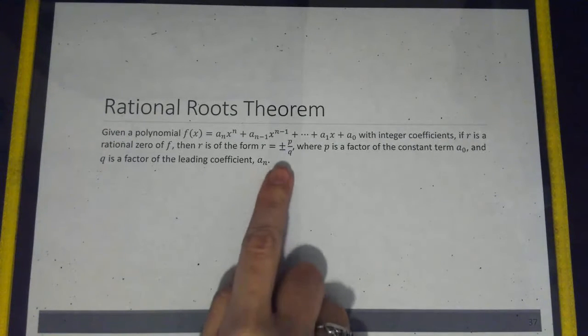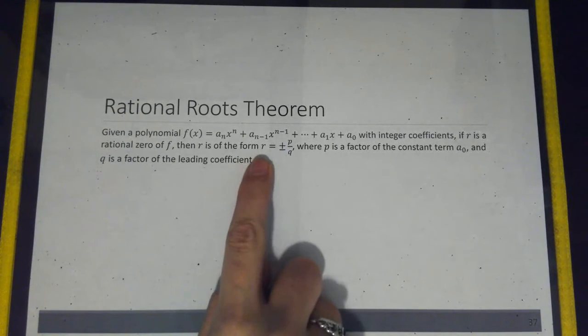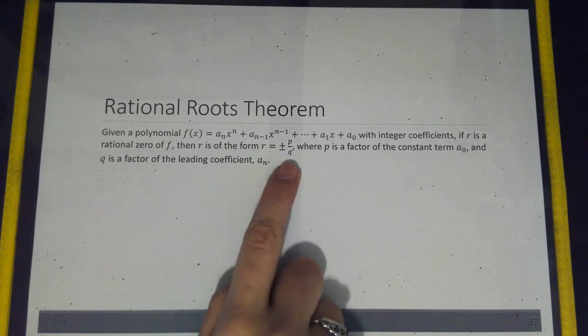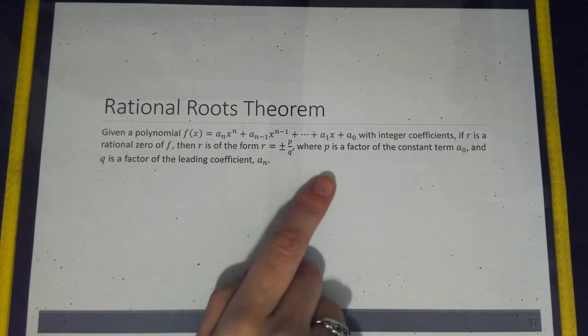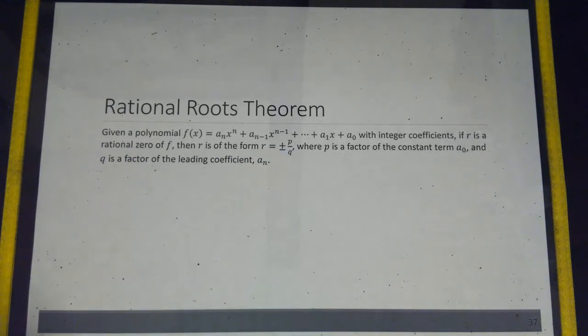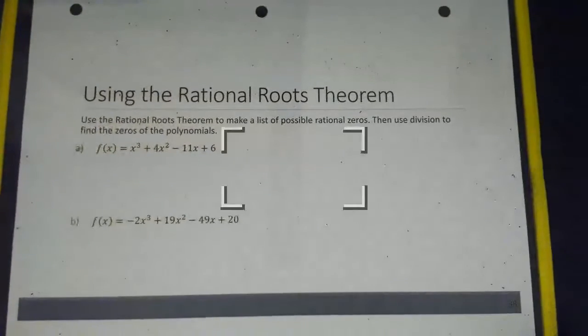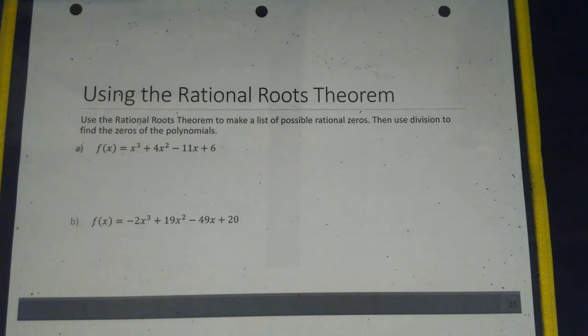So all of our rational roots are going to be in the form of plus or minus p over q. P are the factors of the constant term, q are the factors of the leading coefficient. So we're going to try this. It says use the rational roots theorem to make a list of possible rational zeros. Then use division to find the zeros of the polynomial. So we're going to start by finding our p and q values.